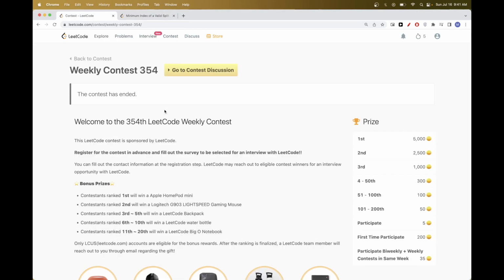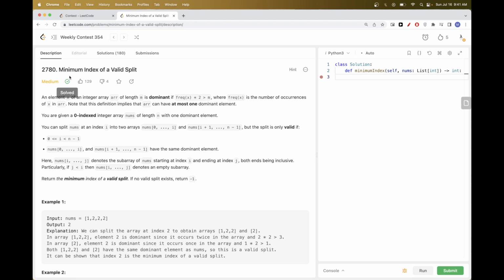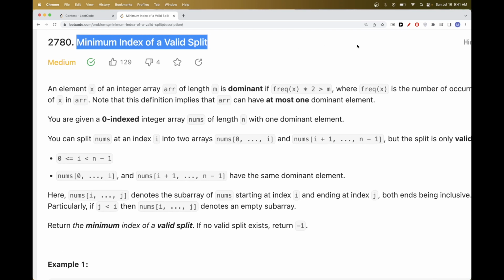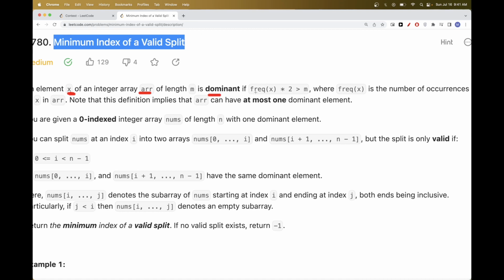Hello, so continuing on problems from weekly contest 354, this week's contest. The third problem is minimum index of a valid split. So basically here we have an array that has a length, of course, and we have an element x that we call dominant if the frequency of x, so the number of occurrences of x multiplied by 2, is bigger than the number of the elements of the array.